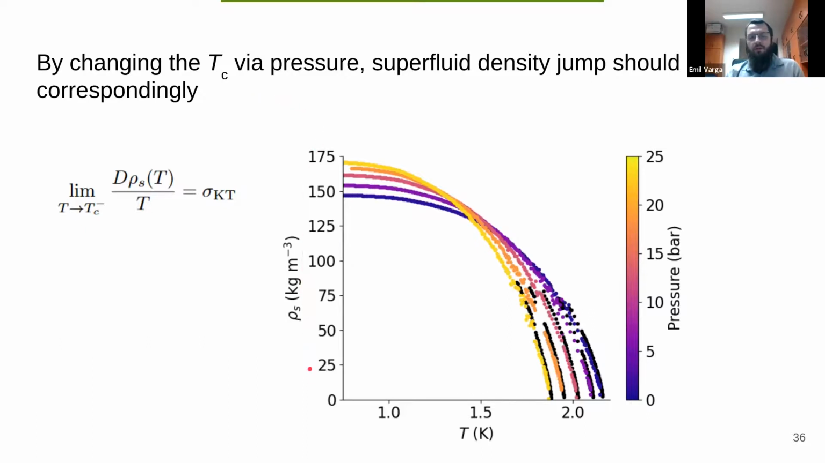On this plot, I show the superfluid density as a function of temperature for a range of pressures. Here, the black points are the bulk-like data, and the points with the color scale correspond to the confined data in the 25 nanometer confinement. And you can see the critical temperature is decreasing. So as it is decreasing, the universal jump at the transition should be decreasing with it, since the confinement remains constant and the universal constant remains constant.